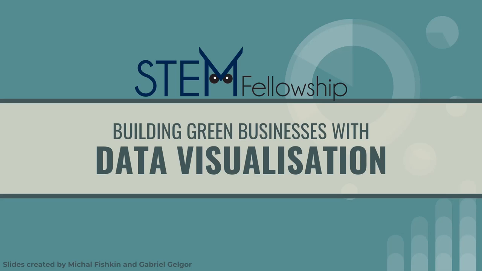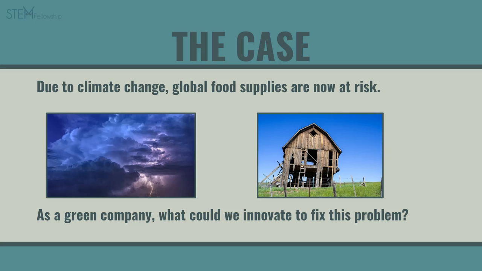I'm a fan of practical learning, and as such, let's do some by jumping straight into a case study where data visualization can be used to help empower our decisions. Due to climate change, global food supplies are now at risk. As a green company, what could we innovate to help fix this problem? Take some time right now to pause the video and think up of a possible solution. It doesn't have to be immediately viable, just something that you think would work in the long run.